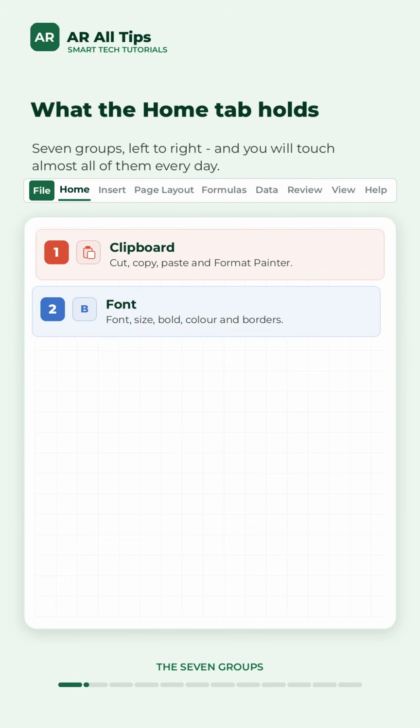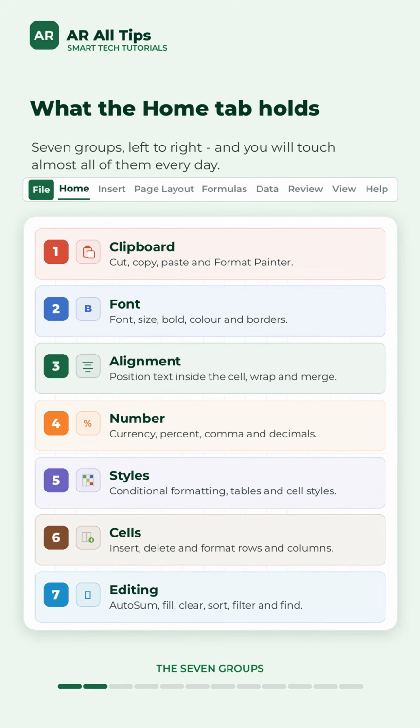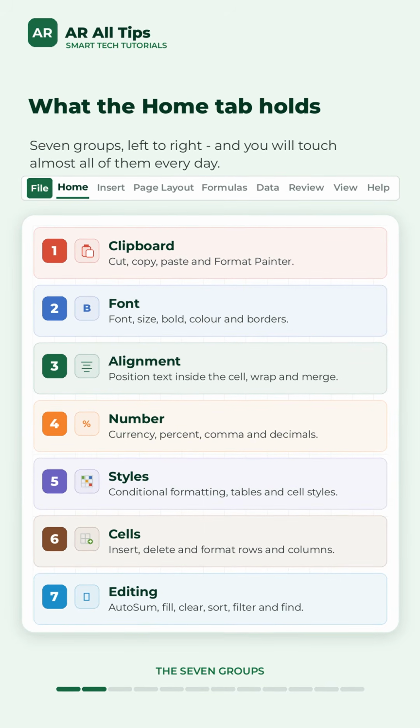So here's the map. Left to right. Clipboard, font, alignment, number, styles, cells, and editing. 7 groups. And that order? It's not random. It's basically the order you work in. Copy something, make it look right, then clean it up.